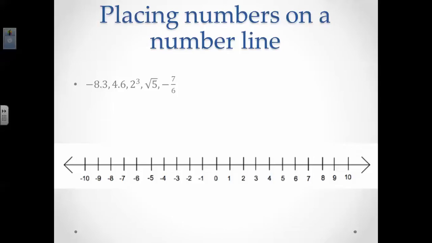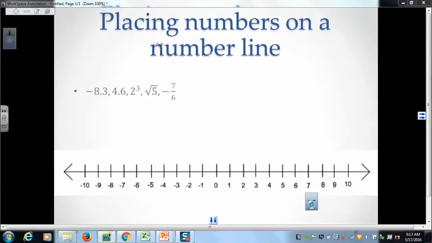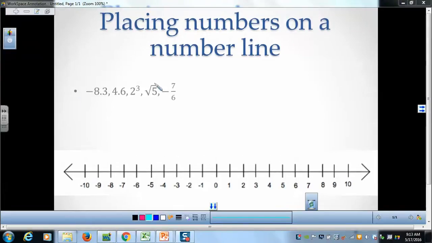We're going to do several things with them. The first thing we're going to do is place them on a number line. We're going to order them from least to greatest or greatest to least, and then we're going to look at maybe how to compare them as far as less than, greater than, and equal to. All right, so our first task is how do we place numbers on a number line. And so some of them are a little bit more direct.